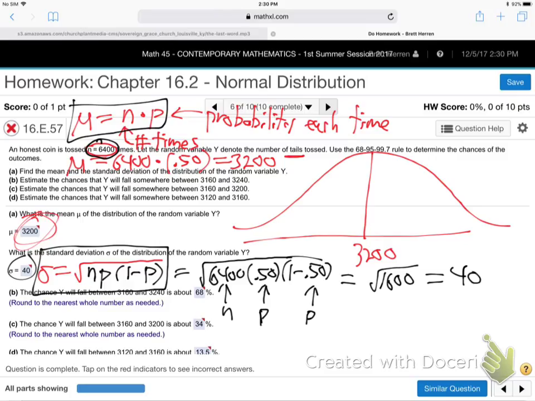Want to make sure you can do that on your calculator? 6,400 times 0.50, and 1 minus 0.50 comes out to 0.50, doesn't it? This right here comes out to 0.50. So in the end, it's 6,400 times 0.50 times 0.50, which is 1,600. Square root it, 40.